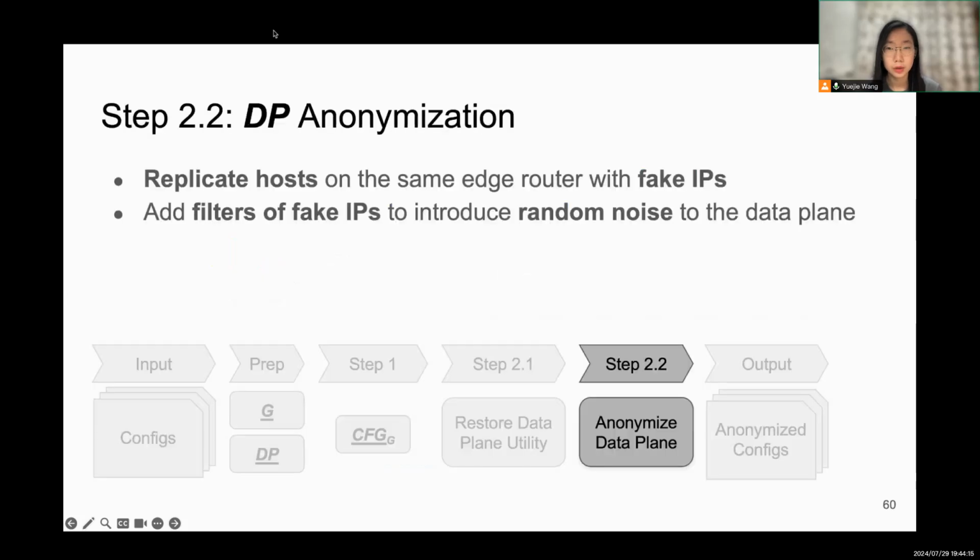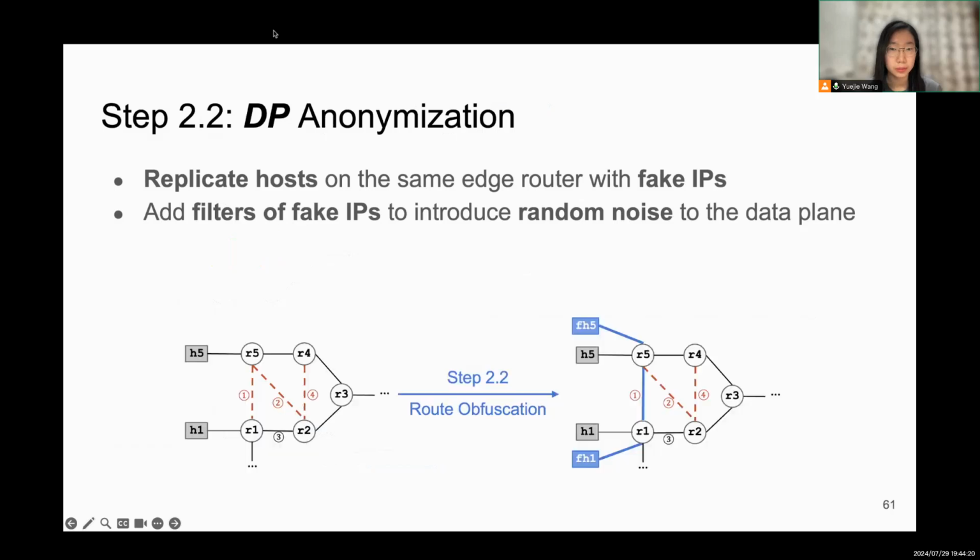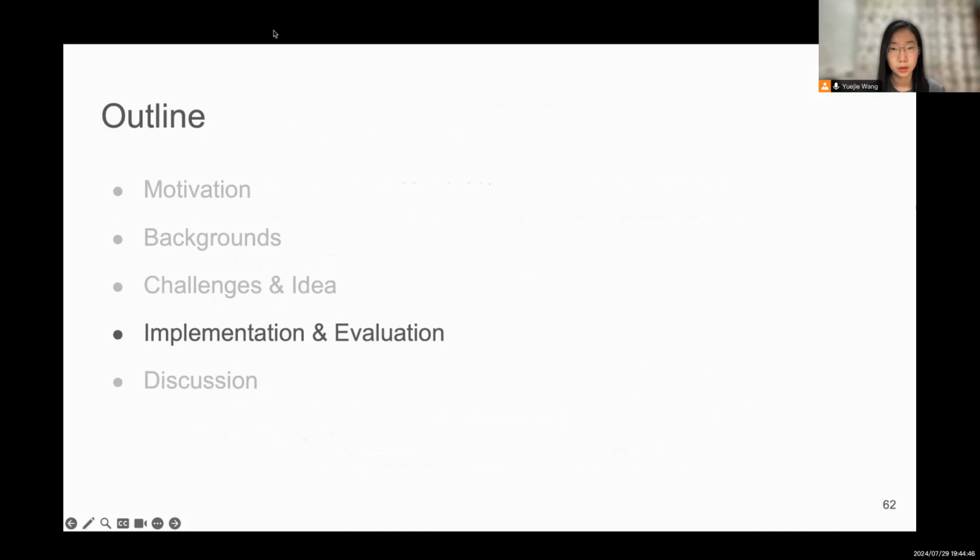Now that the utility is preserved for the data plane, the next and final step is the data plane anonymization. As we choose the host IPs as routing destinations, we replicate each host k times on the same edge router, only substituting with fake IPs. Then we add random filters on these fake destinations to create distinct paths between each pair of edge routers without affecting the utility we just restored, and achieve an upper bound of k-anonymity for the data plane. We implement ConfMask in Python and use Batfish as the network simulator in the workflow.